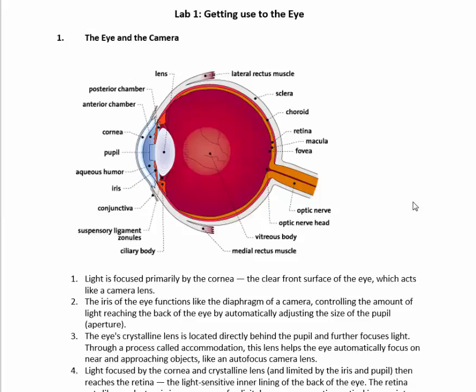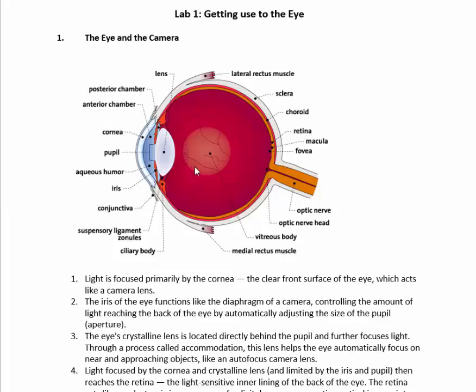The eye is the most important tool in astronomy. This lab is designed to help you understand your eye better and see how closely it resembles the working of a camera. The eye has a lens just like the camera. Now this is the eye lens, and it forms images of objects in front of it on the retina. Now this is the retina, in place of the screen in a camera.